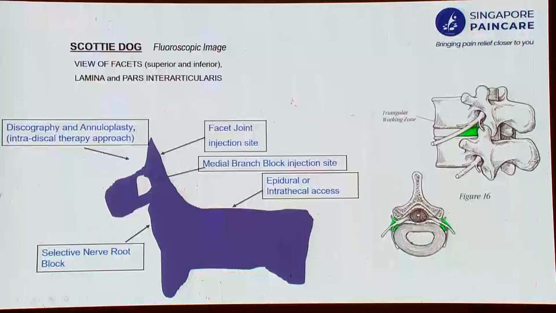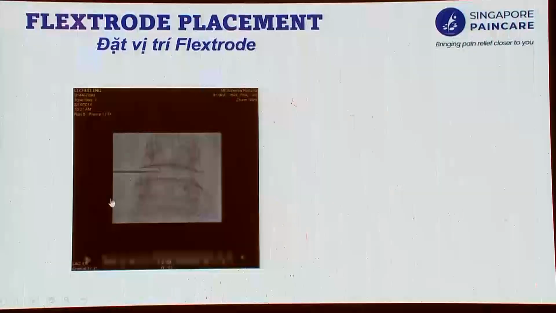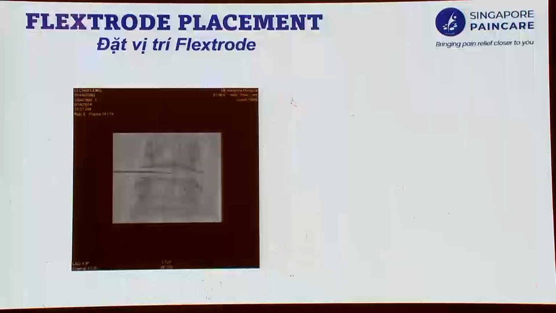So this is where we want to place the needle. Whether we do it as a discogram or an annuloplasty, they are about the same position. So I place the needle in, the introducer, and I will slide the probe out right through to be in the posterior space.